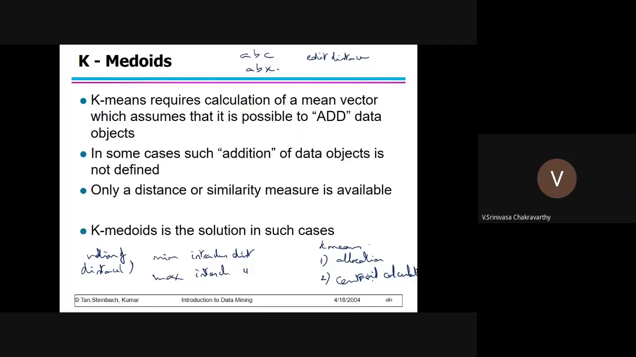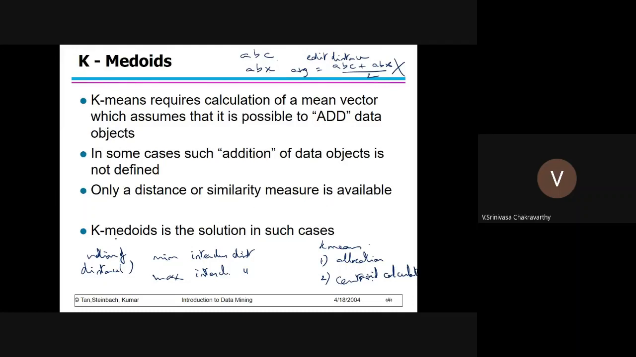So you have a measure of distance here, but how do you take an average? I can't say the average is equal to ABC plus ABX by 2. That doesn't have any meaning. It doesn't make any sense. Since there is no notion of addition of these data objects, you cannot use k-means clustering. But clustering is still meaningful because you have a notion of distance. So then what do you do?